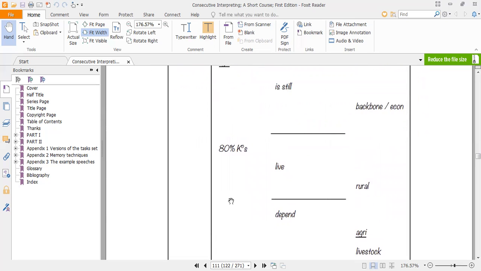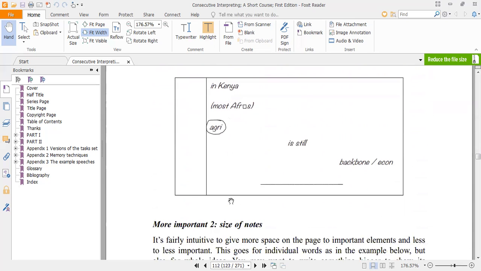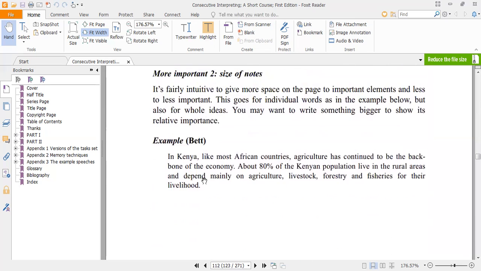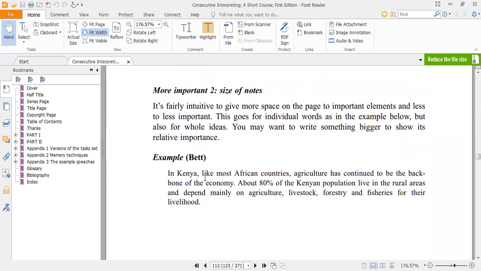Now another technique is drawing a circle. We can circle this word. And in Kenya, most of Africans, we can draw "agree" as an abbreviation for agriculture. We can draw it. That means it is very important and it is stressed. Now we have underlining the word, or circling the word, meaning drawing a circle.